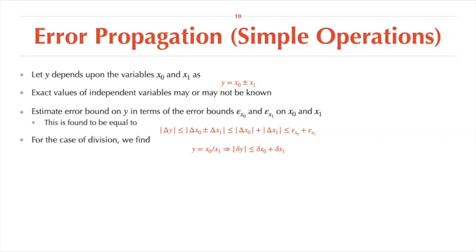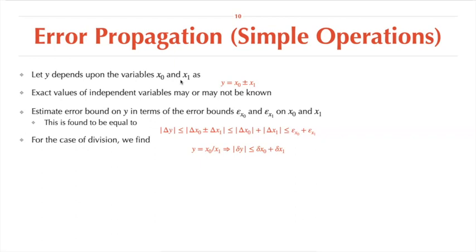And if you take division, for example, you can easily show that, but by the way, there is a difference between this delta and this delta, as I showed in the previous slide, because this is the absolute error and this is the relative error. So in this case, for division as well as for multiplication, you can show that the bound on the relative error is given by the sum of the relative errors on these variables x0 and x1.